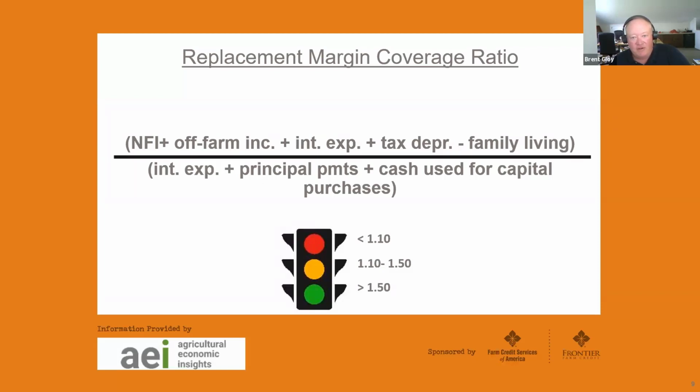Go to your financial services officer, your lending officer, and discuss it with them. Have them help you calculate it, because as they're working on your finances over the year, they'll have all the information that you need to calculate this. So just encourage you to take a look at that and see how that's trended over time.